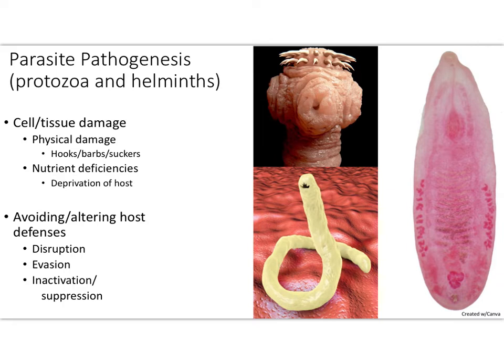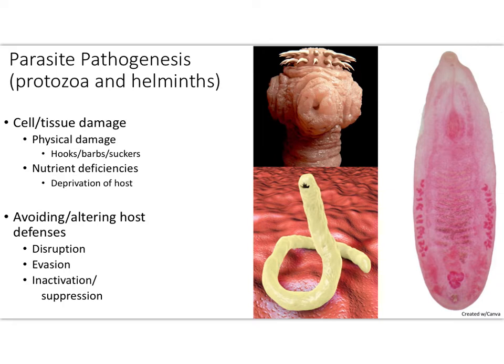Another big thing about the protozoa and the helminths, the parasites, as we like to oftentimes group them together and call them, is that they are very good at avoiding our defenses or altering our defenses. So they do things when they get in the body that make it so they can hide from our immune system, or they can evade it, or they can just kind of inactivate it. So there are different terms for this, and there are different techniques that they can use.